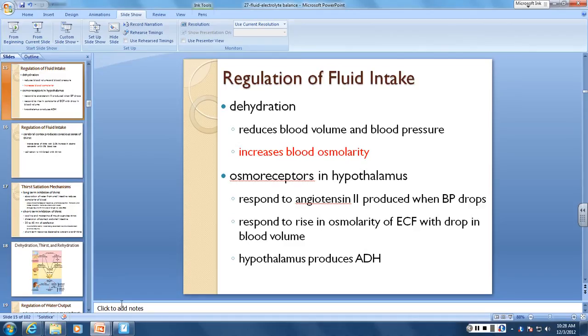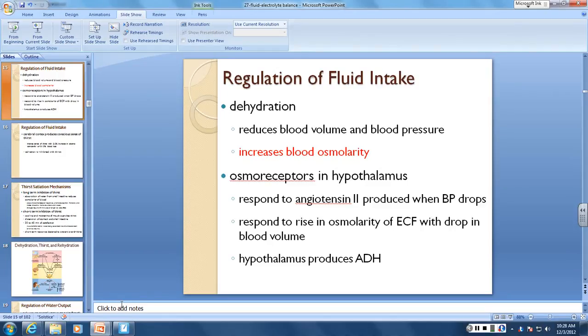Exactly. So the way we define blood pressure is the force of blood against the wall of the vessel. So if there's less blood, there's less force. Okay? And on the opposite end, if you increase blood volume by consuming too much salt, consuming excess salt brings in more fluid. That's increasing blood volume, which is also increasing blood pressure.